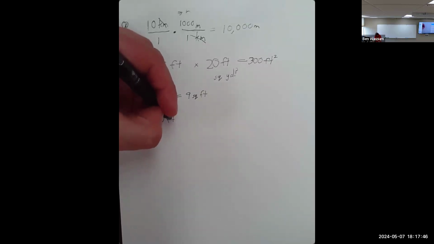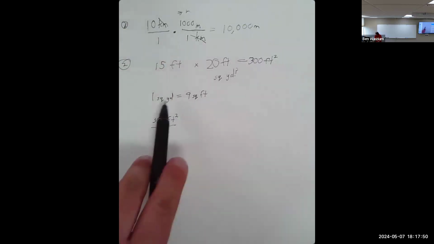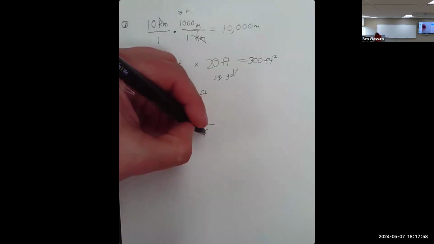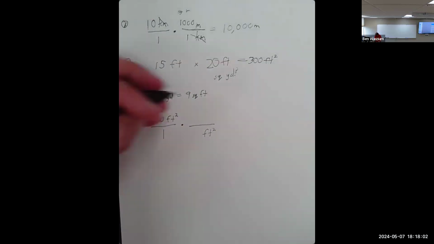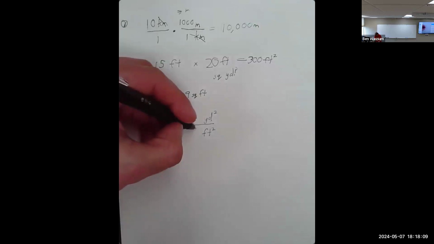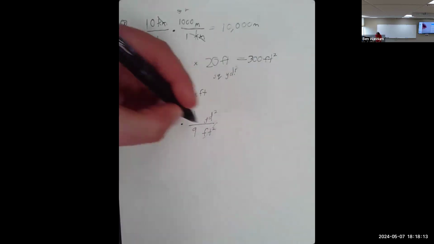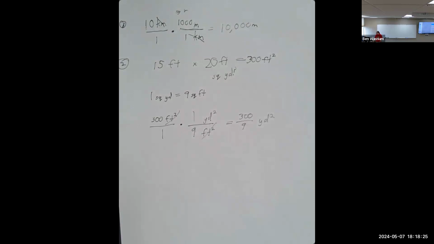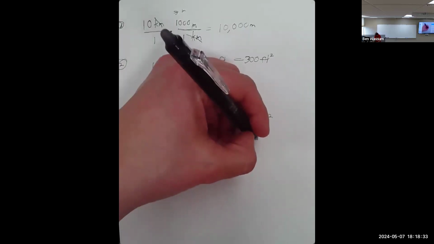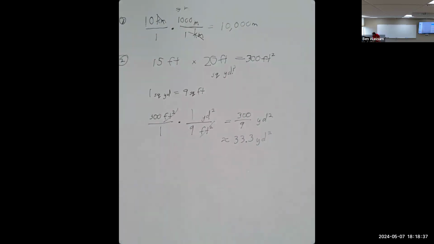Well, if I have 300 square feet, I'm going to use this to convert. I would have square feet down here to cancel out, and I'd have to have square yards up here. I can also write that as yard squared. So 1 square yard was 9 square feet. We do our multiplication across because now our units are right. End up with 300 over 9 square yards, which is about 33.3 square yards. And that'll work. It's a good way to do it.